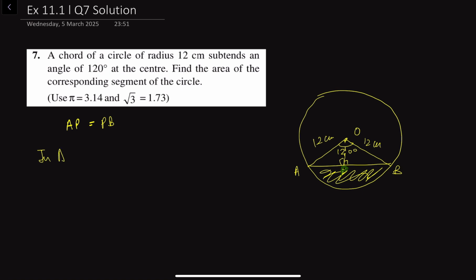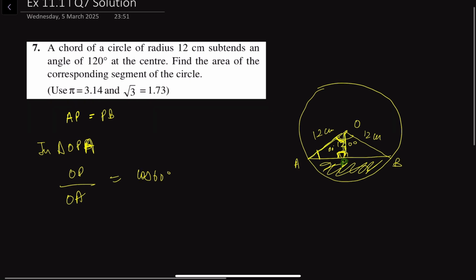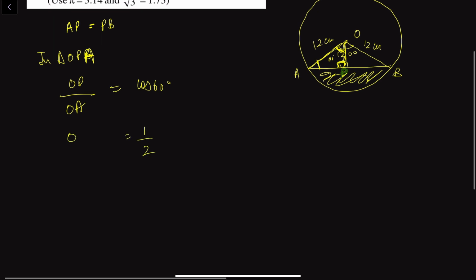Now in triangle OPB, or OPA, whichever one you want to take, we know that OP upon OA is equal to cos 60 degrees, because if you consider this as the main angle, since this is bisecting this angle also, you will get your base as OP and your hypotenuse as OA, right? Now the value of cos 60 degrees we all know is half, then we can easily find the value of OP because we know the value of OA, so OP will be 6 centimeter.